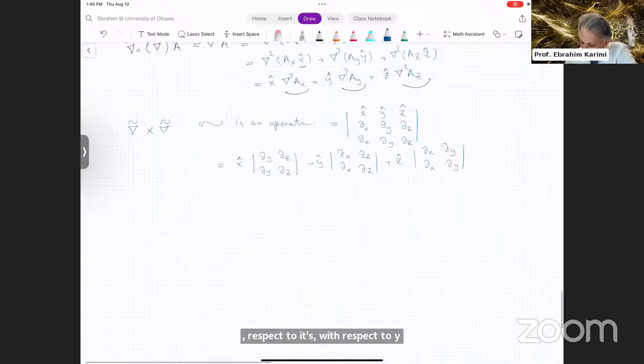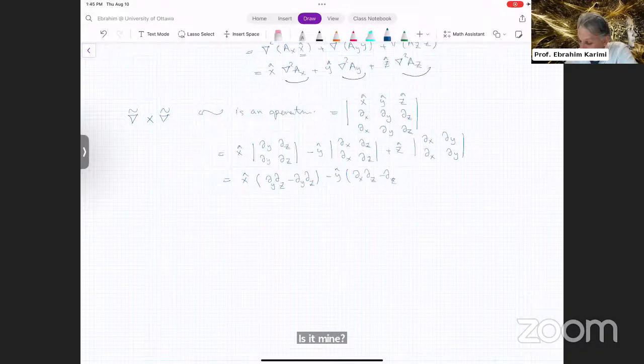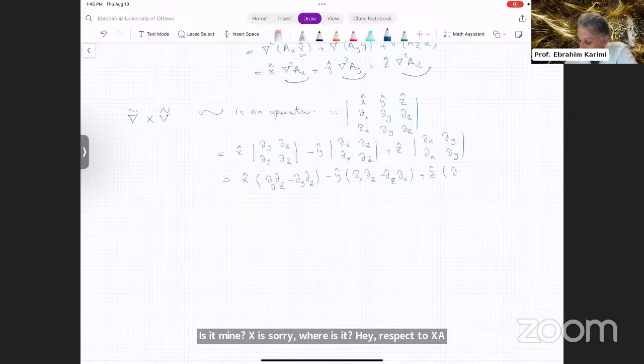Okay, what is happening with this one? It will be x hat, and you do the determinant, you will get derivative with respect to y, derivative with respect to z, minus derivative with respect to y, derivative with respect to z, minus y hat, derivative with respect to x, derivative with respect to z, minus derivative with respect to x, derivative with respect to z, plus z hat, derivative with respect to x, derivative with respect to y, minus derivative with respect to y, derivative with respect to x.